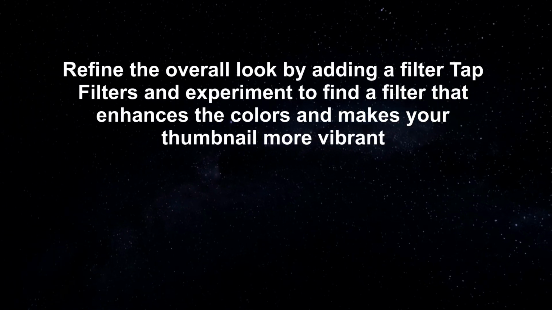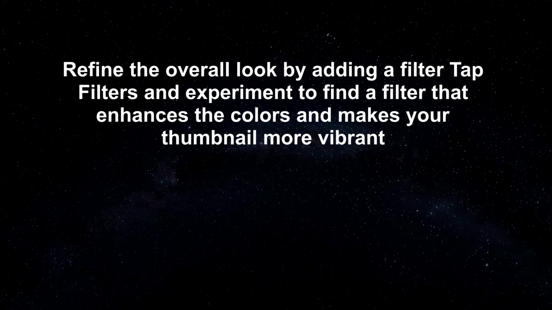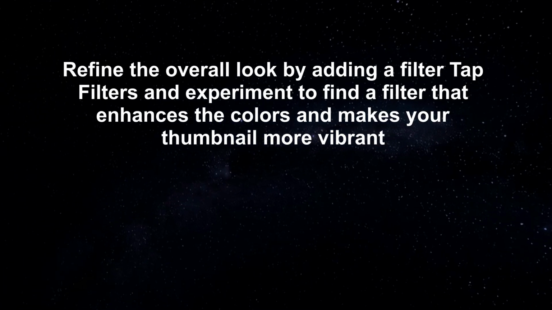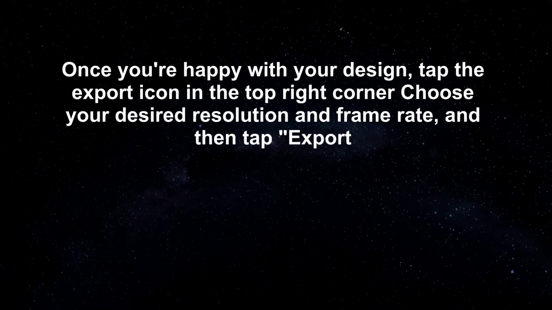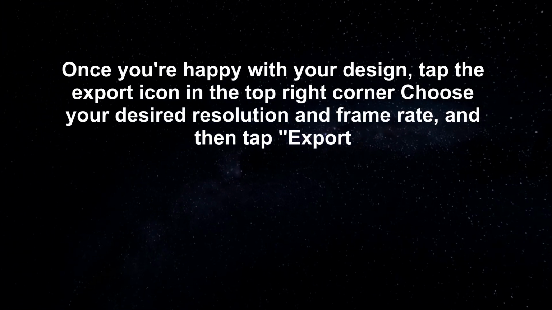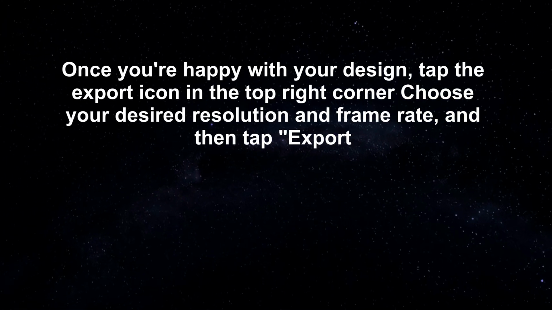Refine the overall look by adding a filter. Tap Filters and experiment to find a filter that enhances the colors and makes your thumbnail more vibrant. Once you're happy with your design, tap the export icon in the top right corner. Choose your desired resolution and frame rate, and then tap Export.